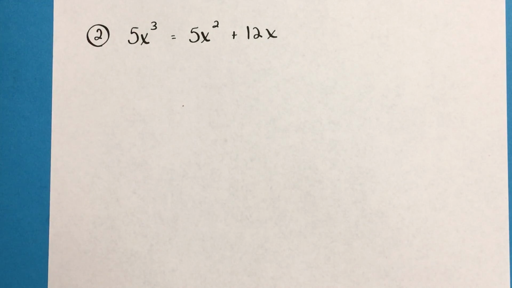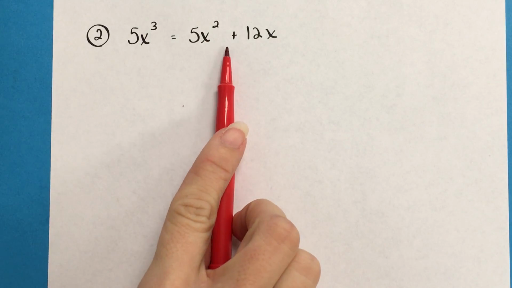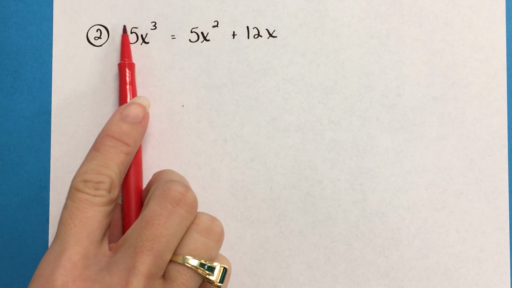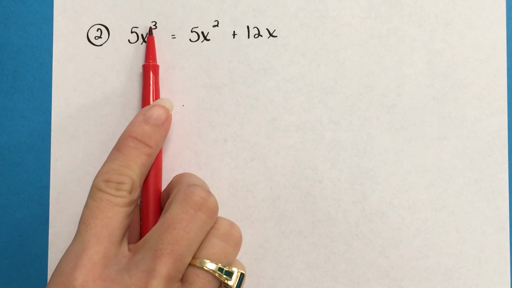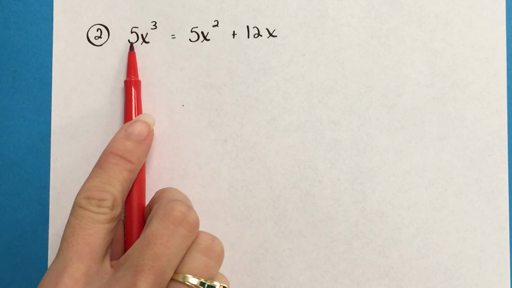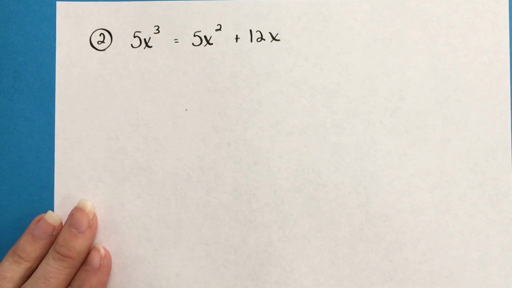Okay, next one. The first step that I do here needs to be the same as a while ago. I've got to have my equation set equal to 0. Now you can get 0 on either side. I would suggest that you get 0 on the right hand side because you're going to want to arrange this in descending order, and you're going to want the leading term with the largest exponent to be positive.